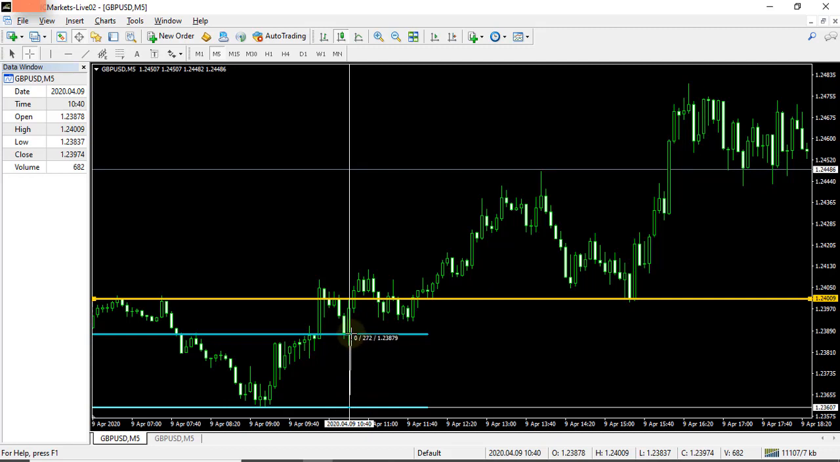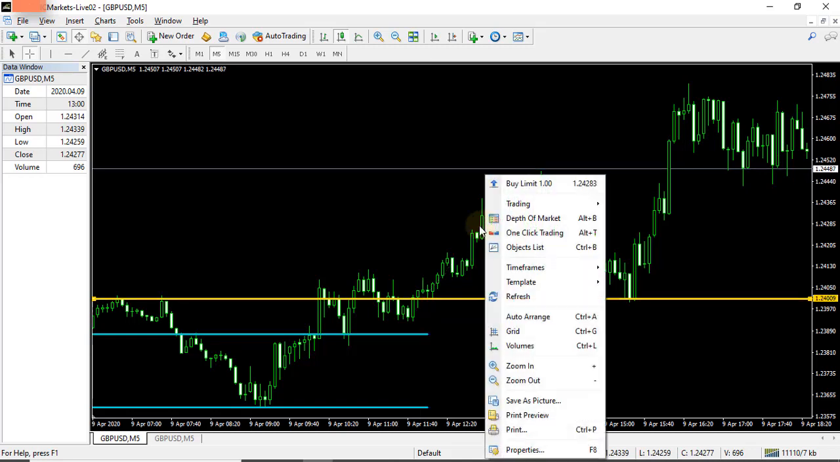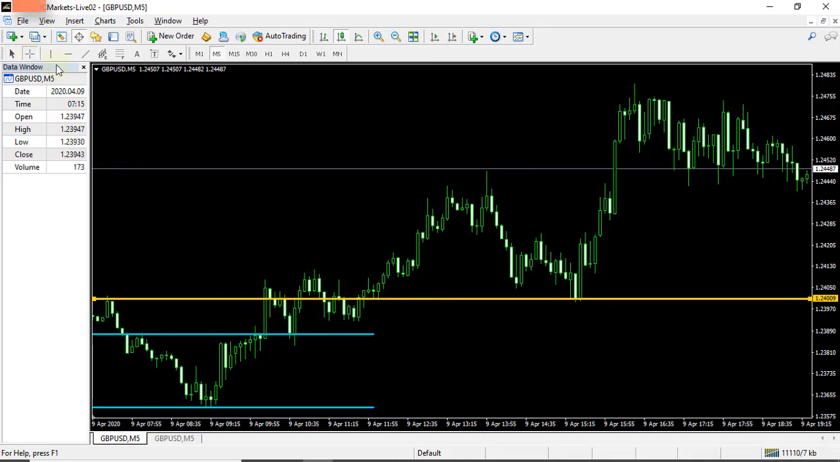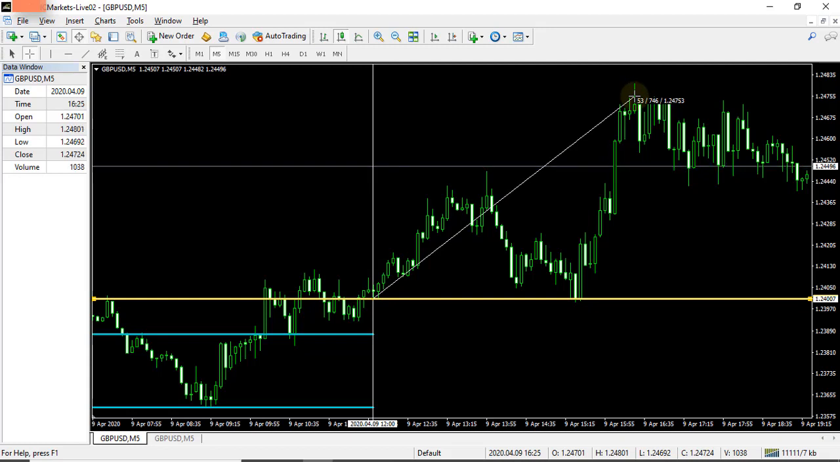Channel size is 27 pips. So because the channel size is 27 pips, our TP1 will be 27 pips from here. Let's see, 27 pips. Yes, we got 27 pips. And what is going to be our TP2? That's 27 multiplied by 2, which is going to be 54. Let's measure that from this line, 54 pips. Sure, this is 70 something pips. So we already got 54 pips, right? 54 pips right about around here.